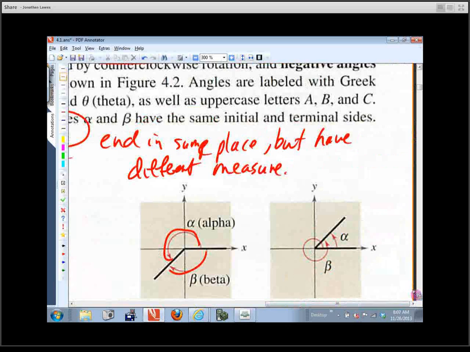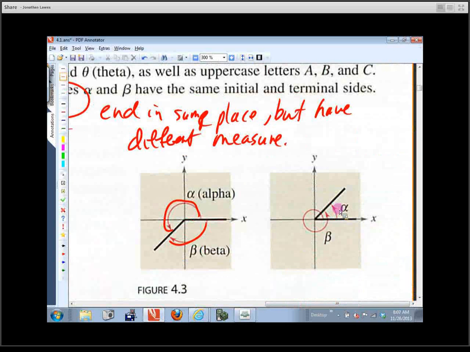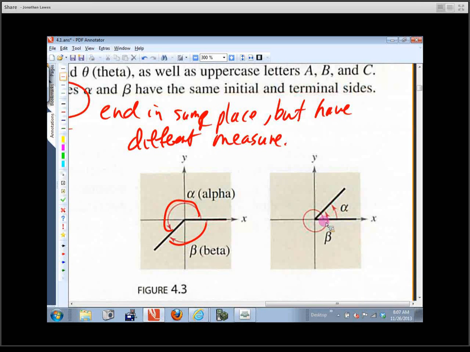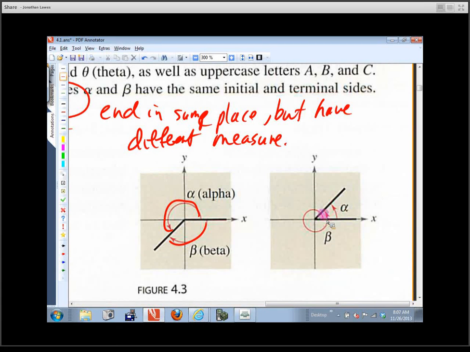On this one right here, here's alpha. Say it's about 45 degrees or something like that. And beta is represented by this angle. Go all the way around in a positive direction and then go just a little bit more so that you end up in the same place. So take that side and start it right here, swing it all the way around the circle plus a little bit. These end in exactly the same place. They're coterminal, okay, but they'd be 360 degrees apart.